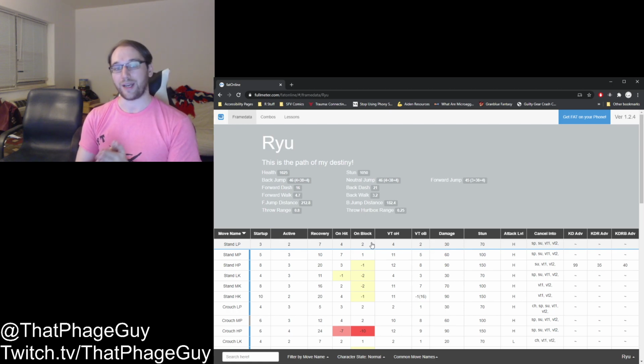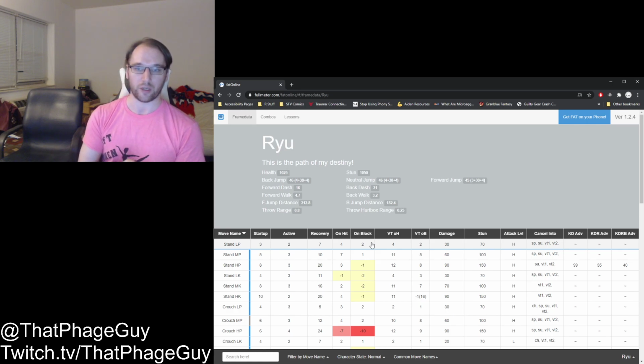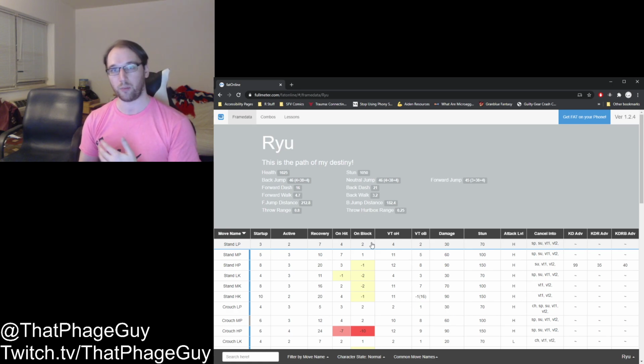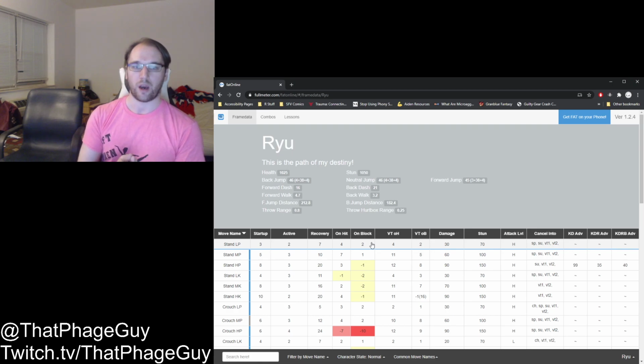On the other hand, a cancel is when a portion of one action, usually the recovery frames and all but one of the active frames, are canceled or removed, which allows a follow-up action to start when the first attack would normally still be recovering. This concept applies both to special cancels and V-trigger cancels, as well as to chainable light buttons and target combos in Street Fighter V. There are other instances of cancels that exist in other games, but I'm going to be focused primarily on the most common cases that you'll see in Street Fighter V.